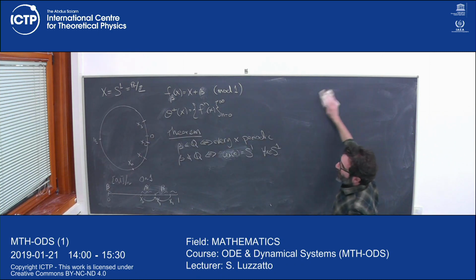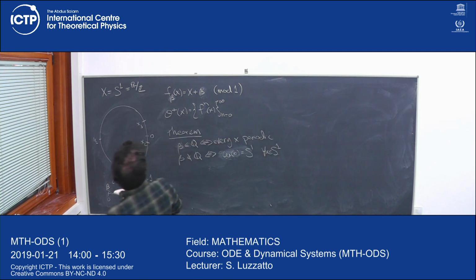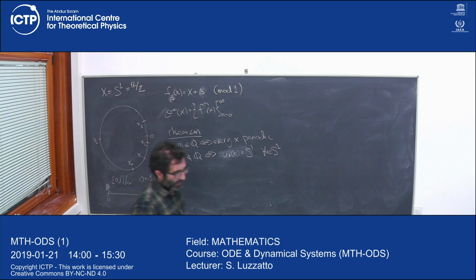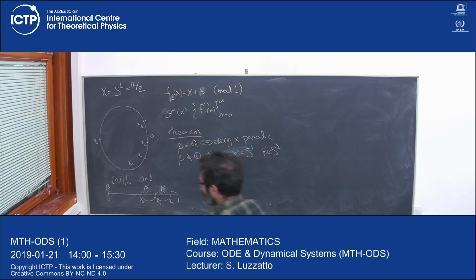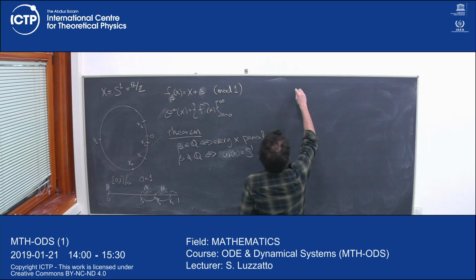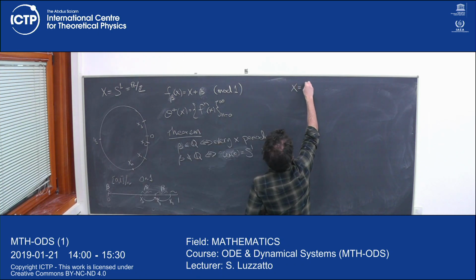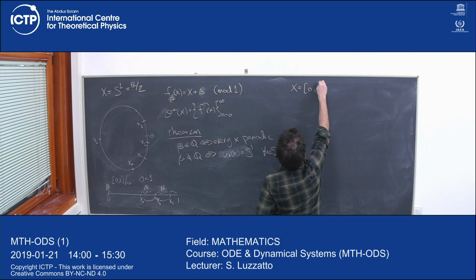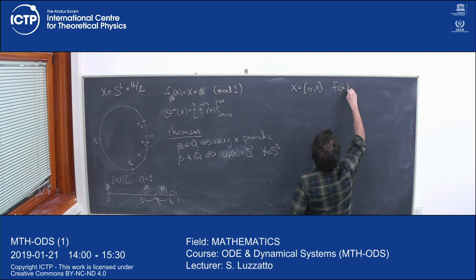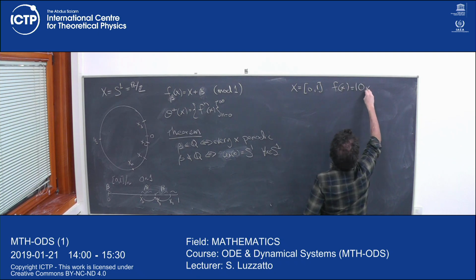Okay, so now we come to my third and most favorite example, which is the following. Now we take X equals [0, 1), and we take f of x equals 10x.